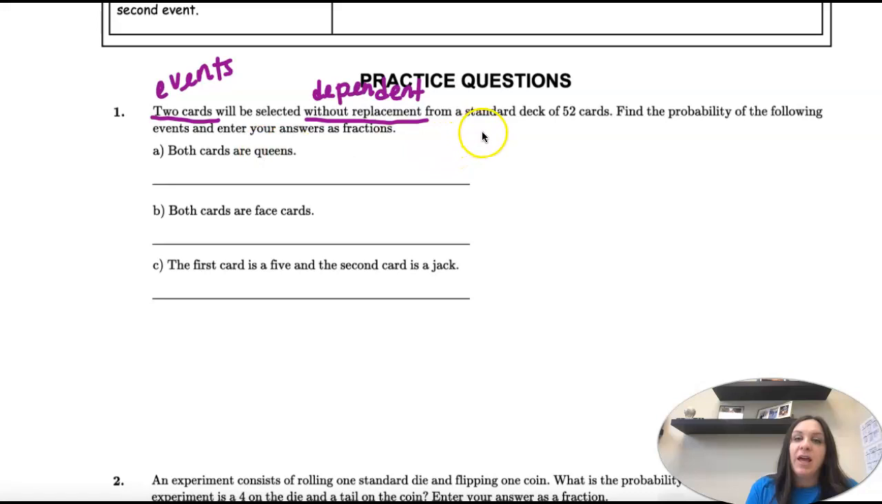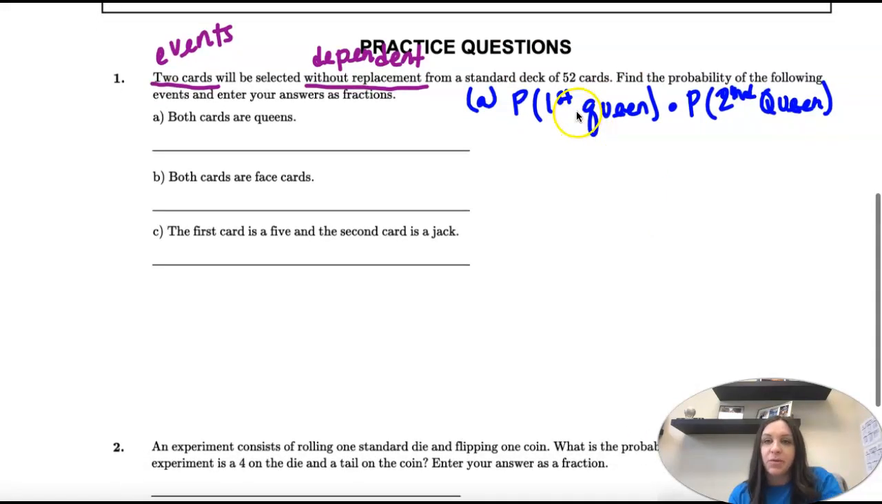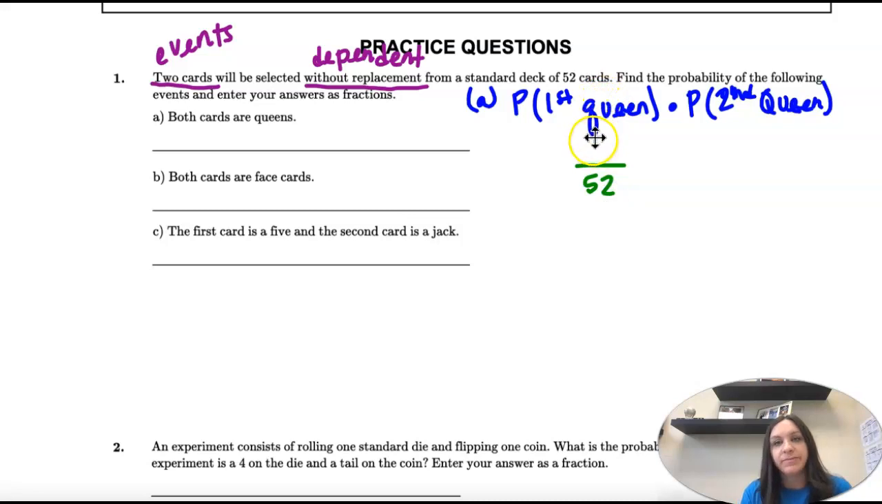Okay, so let's look at A, where we want to know what's the probability of drawing 2 queens. So we're going to find the probability of the first queen that we draw, and then we're going to multiply by the probability of the second queen that we draw. And we actually did a problem like this in the last section. So probability of the first queen, well, there's 52 cards in a deck. Are there? 4.